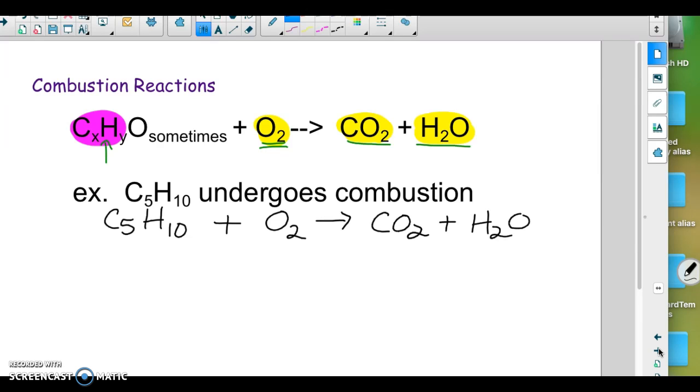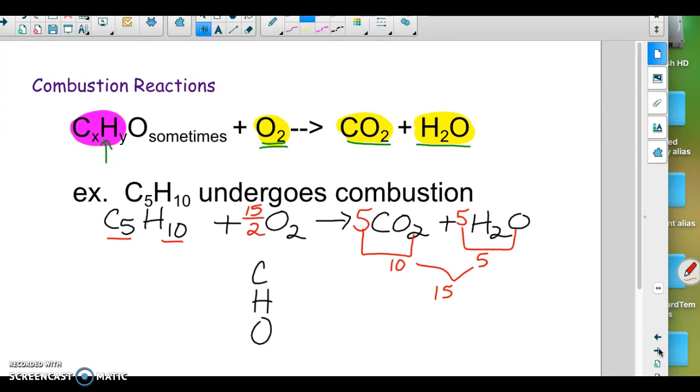If you remember, when we balance combustion reactions, I recommend that you go in this order, which I call CHO. So balance carbon, then hydrogen, then oxygen. You can see carbon, there's 5, so I would put a 5. Hydrogen, there's 10, so I would need to put a 5. Now I'm ready to balance the oxygen. I have 10 oxygens and 5 for a total of 15. So I have an odd number of oxygens, so I'm going to have to use a fraction. I'm going to multiply this by 15 halves.